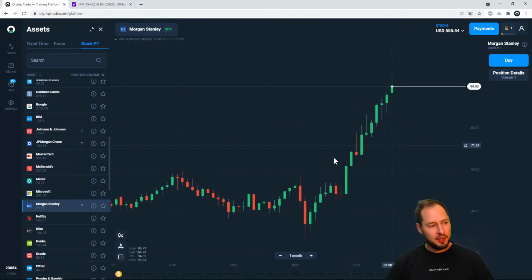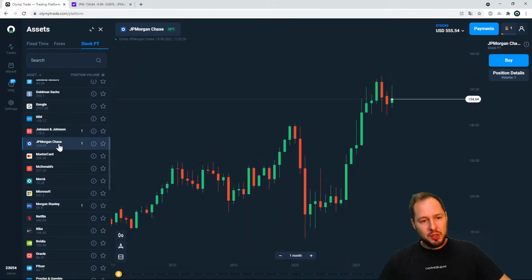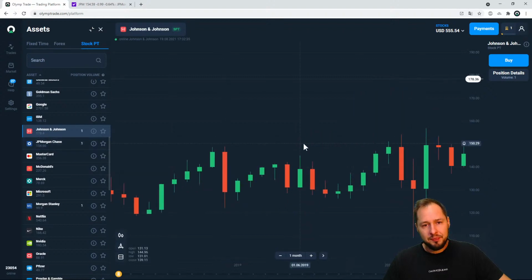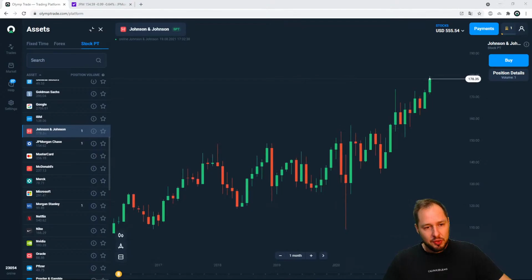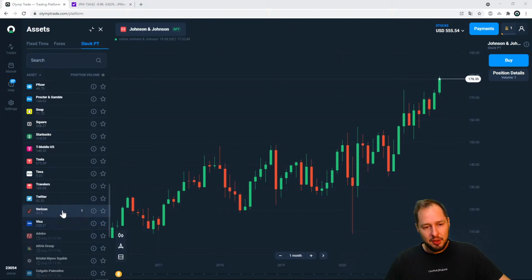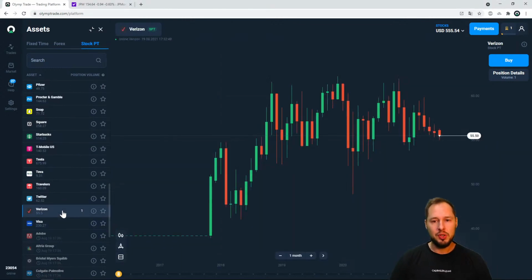So again, let's take a look at what we have here. The first one is the pharmaceutical sector, Johnson & Johnson. Next are JP Morgan Chase and Morgan Stanley in the same sector. And the last one in telecommunications is Verizon, which we chose more precisely. So guys, this is my portfolio, and this is how I manage my portfolio at the moment.